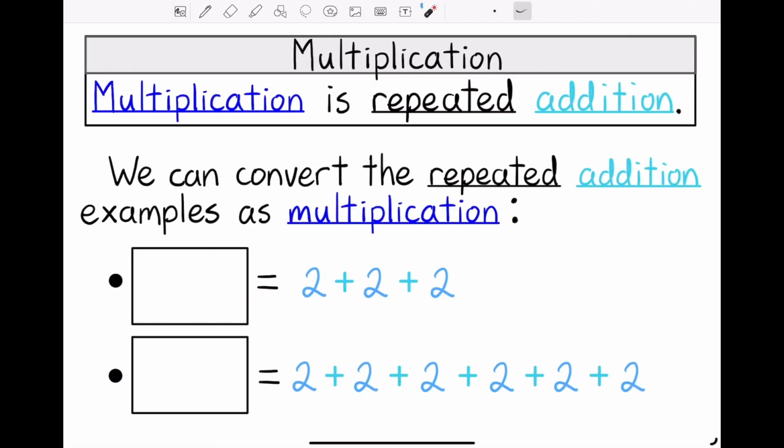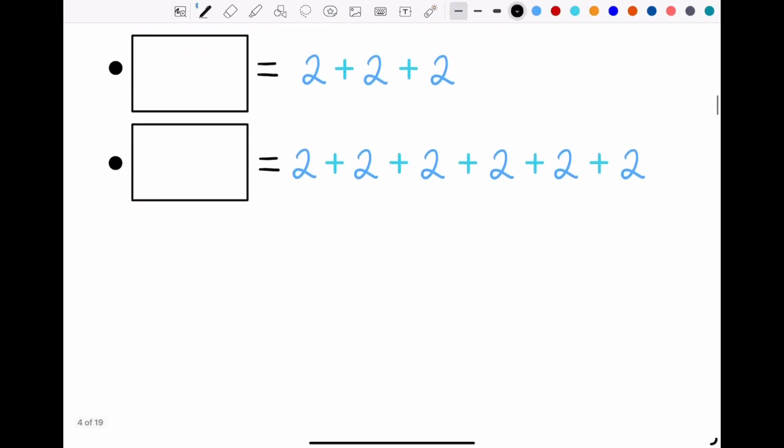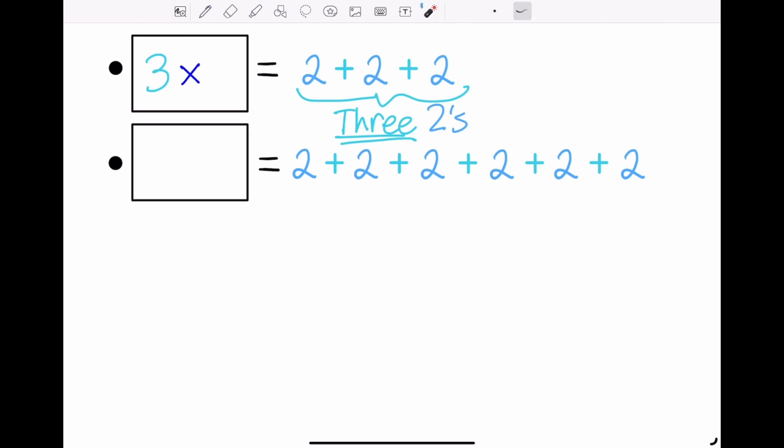So for whole numbers, multiplication is repeated addition. So let's convert the repeated addition examples from earlier into multiplication problems. Let's start with our example of adding three 2's together. We first write down the amount of 2's we're adding together, which is 3. And then we write the multiplication sign to show that we're going to multiply. And then we write down the number we're adding repeatedly, which is 2. So adding three 2's can be rewritten as 3 times 2.